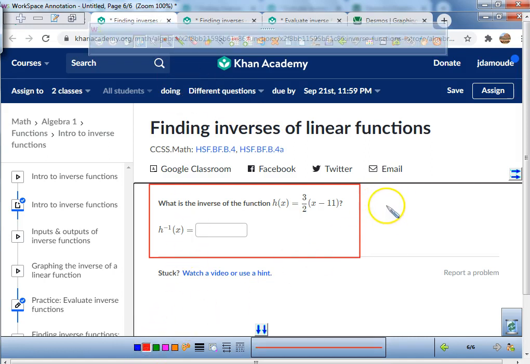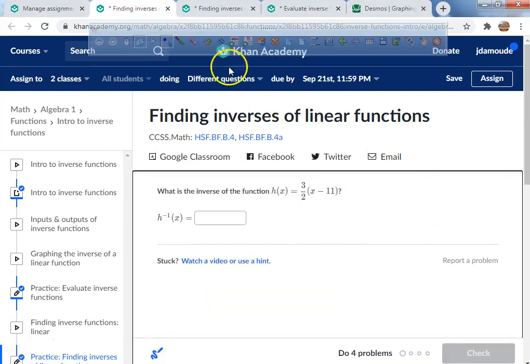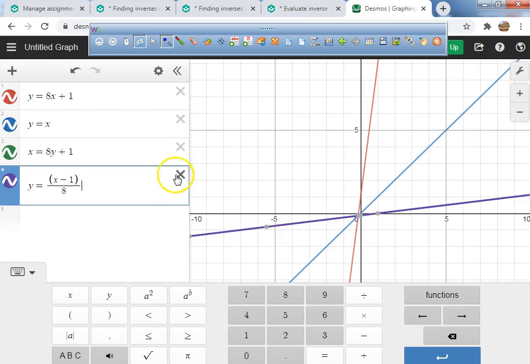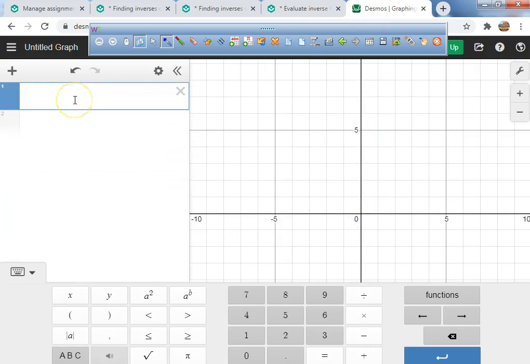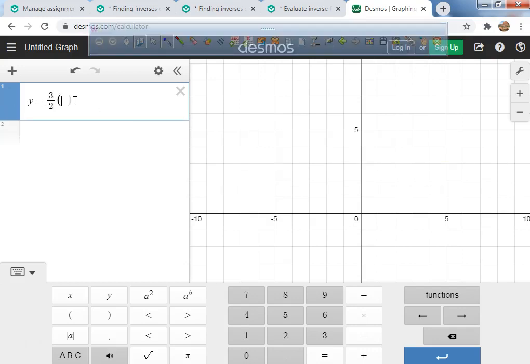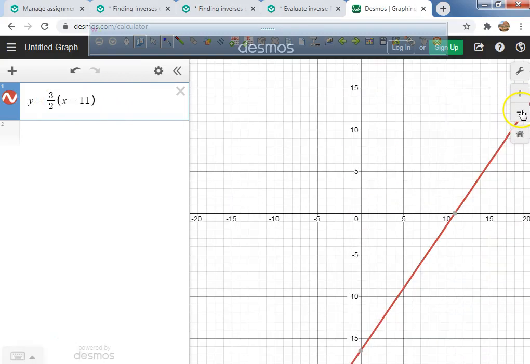So step number 1, what am I going to change? I'm going to put y equals 3 over 2 x minus 11. That's what I'm going to do. Step 2, what am I going to exchange? I'm going to exchange the x and the y. So I'm going to go to Desmos real quick, and I'm going to clear out our old question. And we're going to type in our new question, which was y equals, I believe it was 3 divided by 2, parentheses, and then it was x minus 11. Okay, so there's our original function.